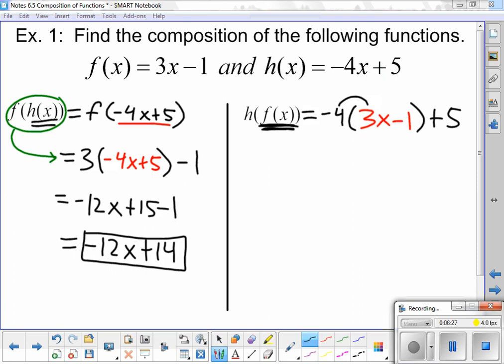So you're going to distribute the negative 4. That's going to be a negative 12x minus 4 plus 5, which is equal to negative 12x plus 1.